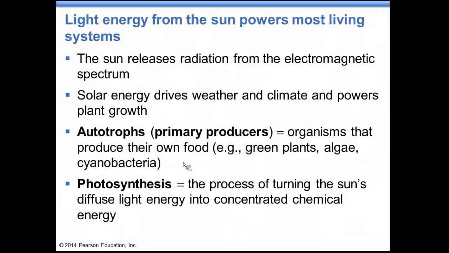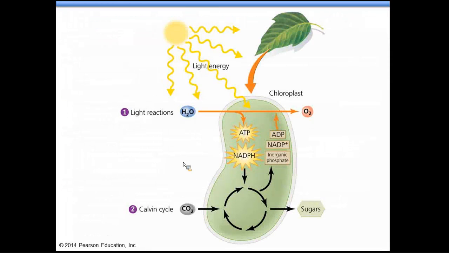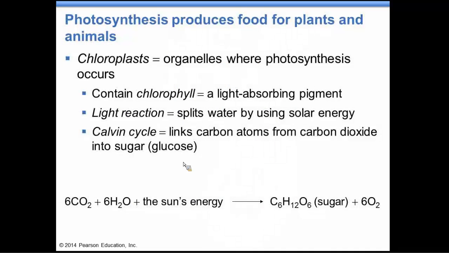Light energy from the sun powers most living systems. The energy that powers the Earth's biological systems comes primarily from the sun. Some organisms use the sun's radiation directly to produce their own food. Such organisms are called autotrophs, or primary producers, and they include green plants, algae, and cyanobacteria. Autotrophs turn light energy from the sun into chemical energy in a process called photosynthesis. In photosynthesis, sunlight powers a series of chemical reactions that converts water and carbon dioxide into sugars, transforming diffuse energy from the sun into concentrated energy the organism can use.